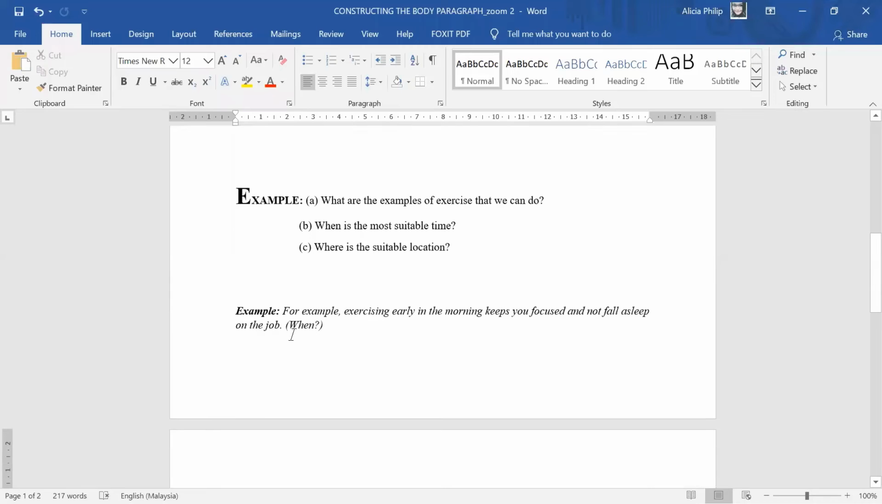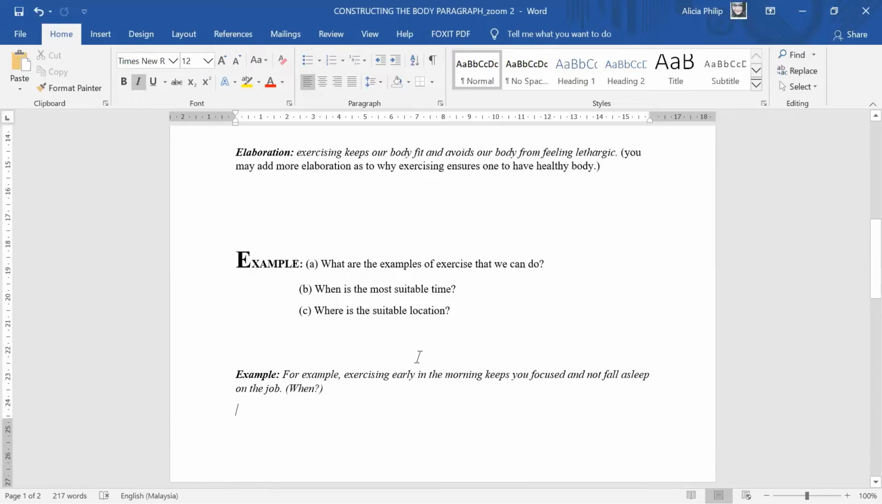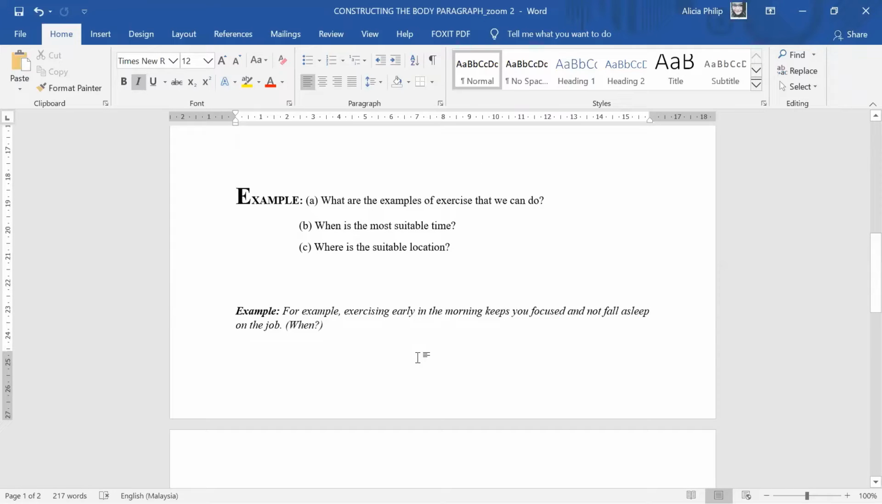For the example, I gave: exercising early in the morning keeps you focused and not fall asleep on the job. So here I actually answer the question when. You can add on to this example by saying who should exercise, what type of exercise you need, and where's the suitable location. Okay, this is the example. So far clear, everyone? Clear? Okay.